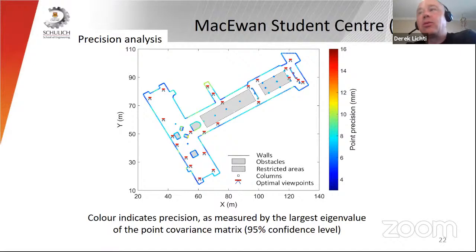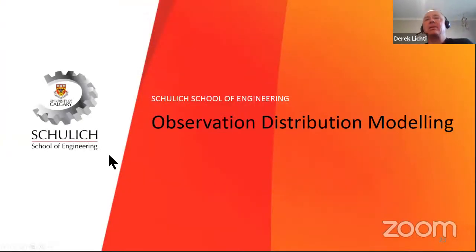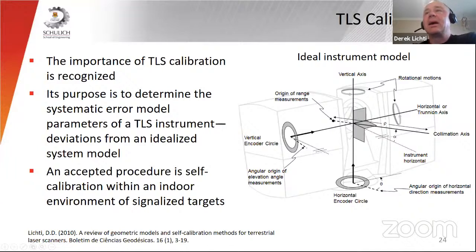Okay. So there is a bit more to this story. There's the target placement that I haven't talked about, but we have a publication about that you can go to. But what I want to do now is switch into the next topic. Okay, and this is also related to first order design, is about the observation distribution modeling. And I'm going to preface this with a few slides about instrument calibration.